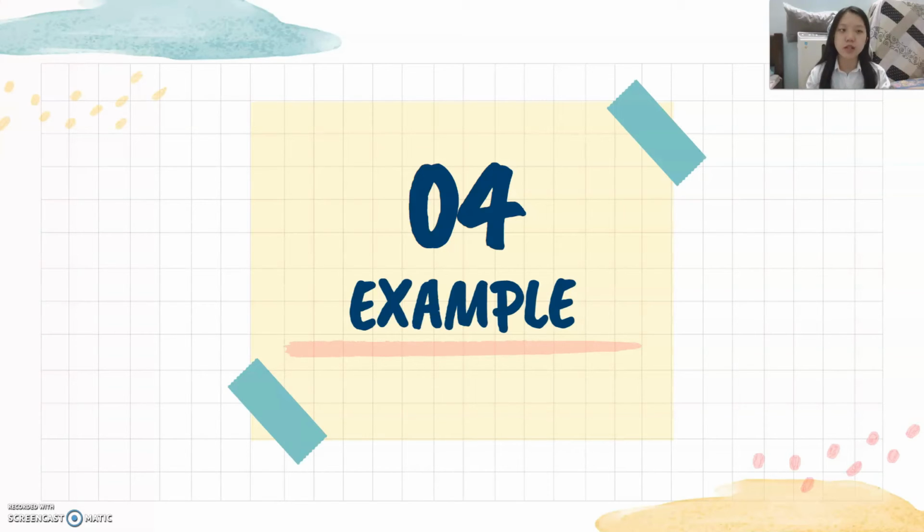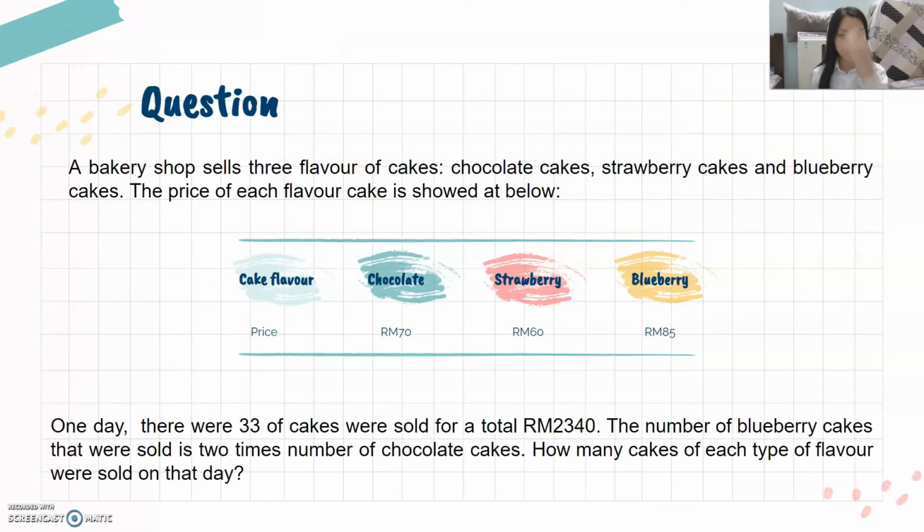Today I'm going to talk about the example of the application of matrices in business and economy. The question: the bakery shop sells three different flavors of cakes, which are chocolate cake, strawberry cake, and blueberry cake, and the prices are shown below. One day, 33 cakes were sold for a total of 2,340 ringgit. The number of blueberry cakes sold is 2 times the number of chocolate cakes. How many cakes of each flavor were sold on that day?